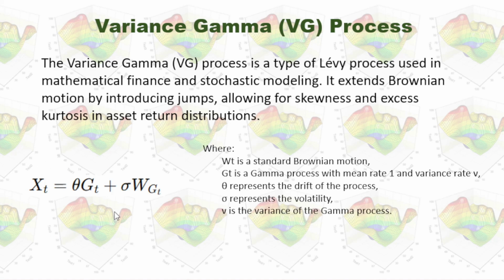This is the formula for Variance Gamma process. Here, Wt is the standard Brownian motion, and Gt is the gamma process with a mean rate 1 and variance rate nu. Theta represents the drift of the process. Sigma represents the volatility. Again, nu is the variance of the gamma process.